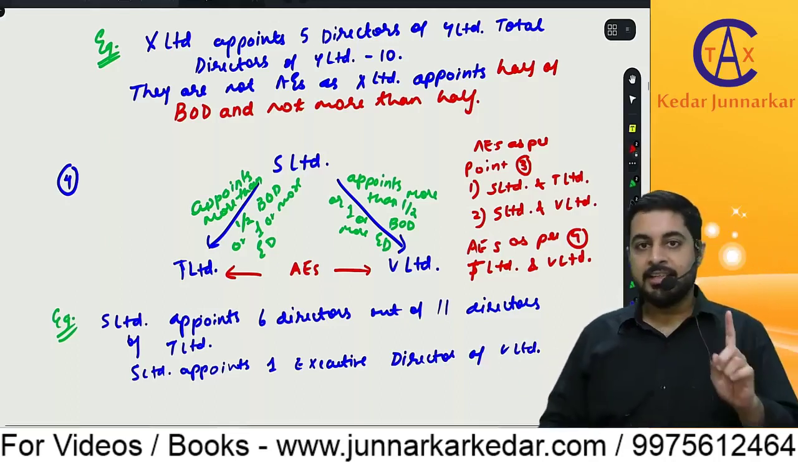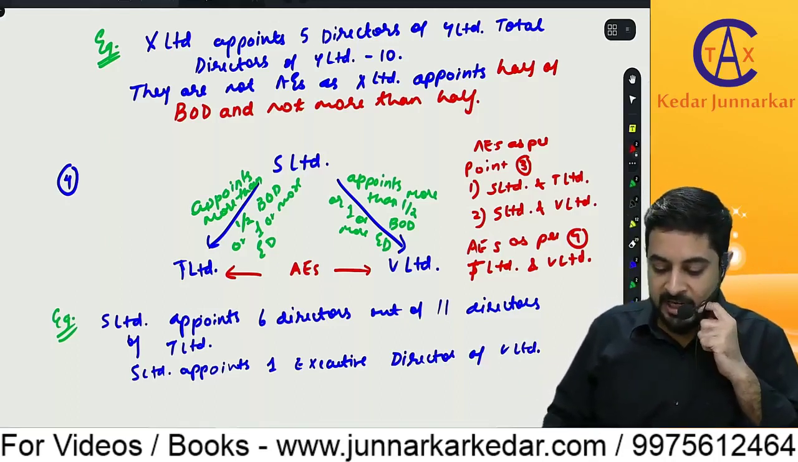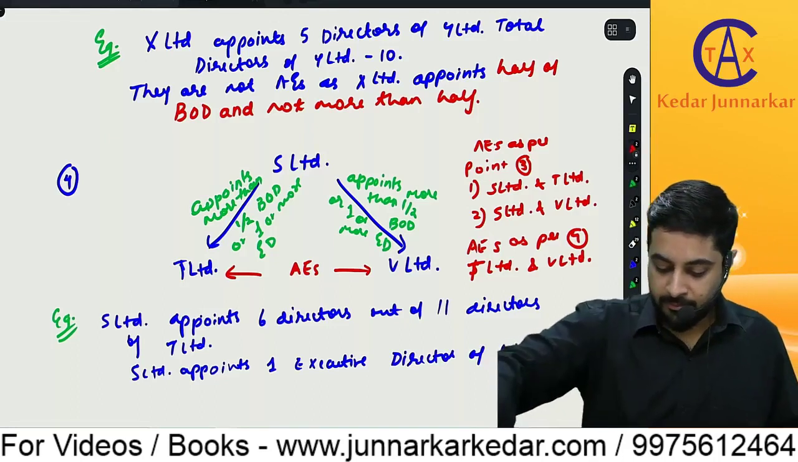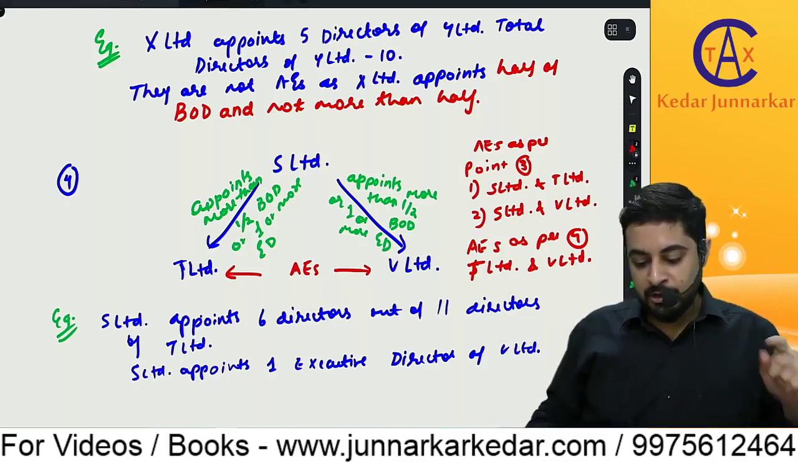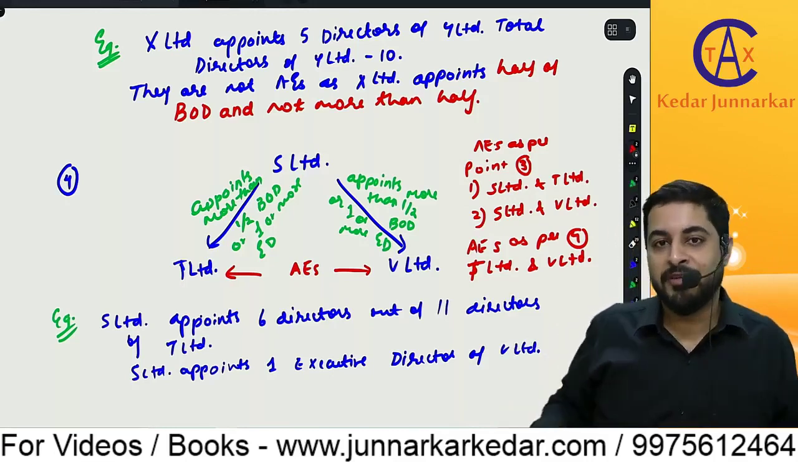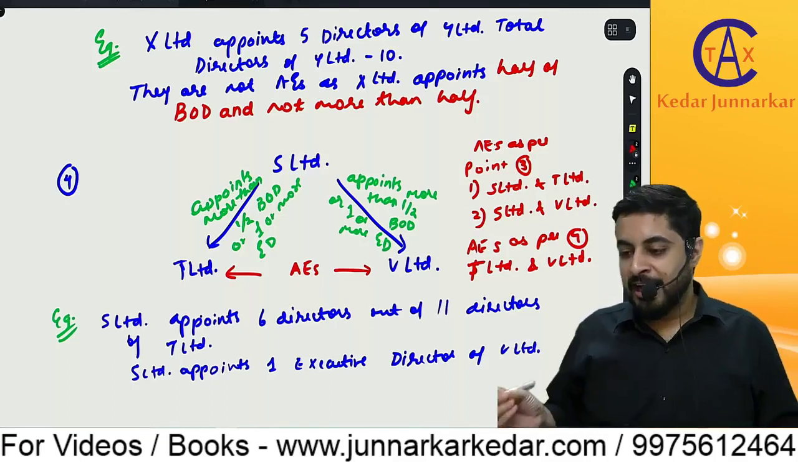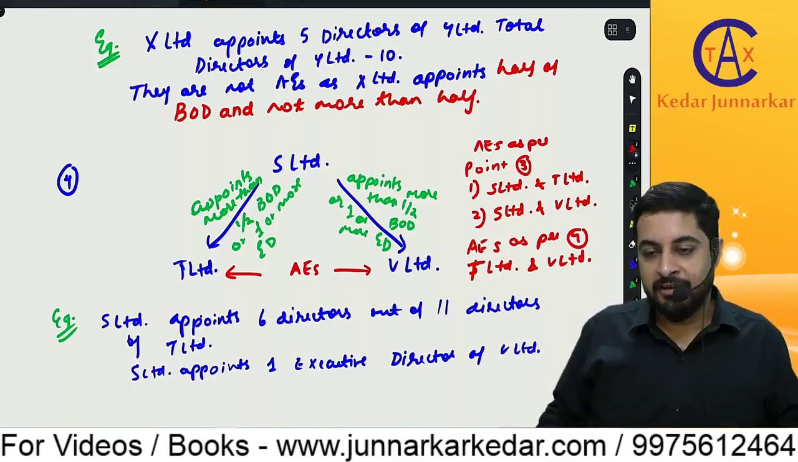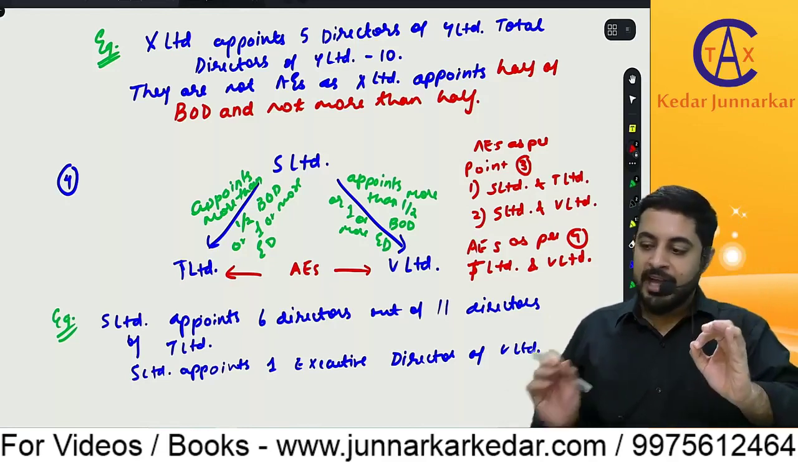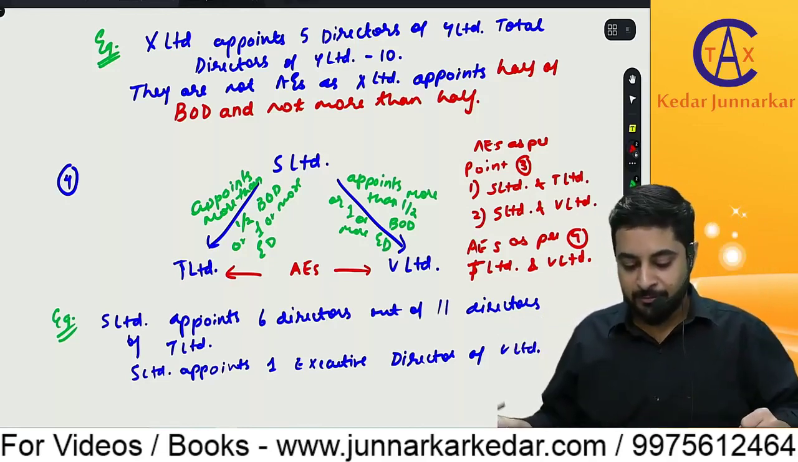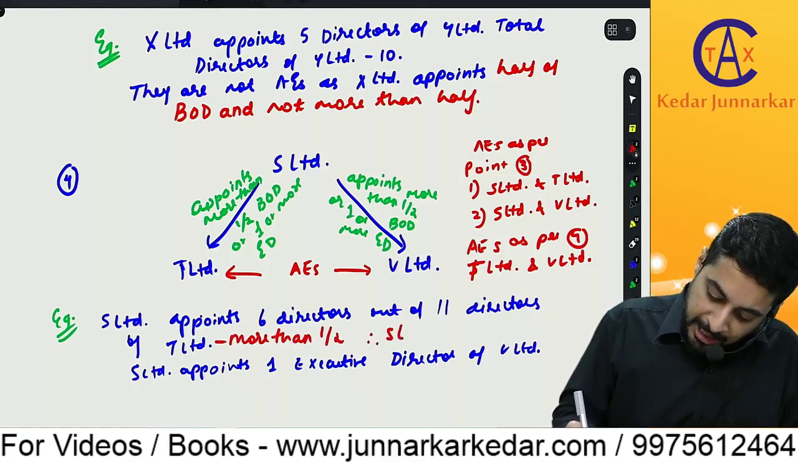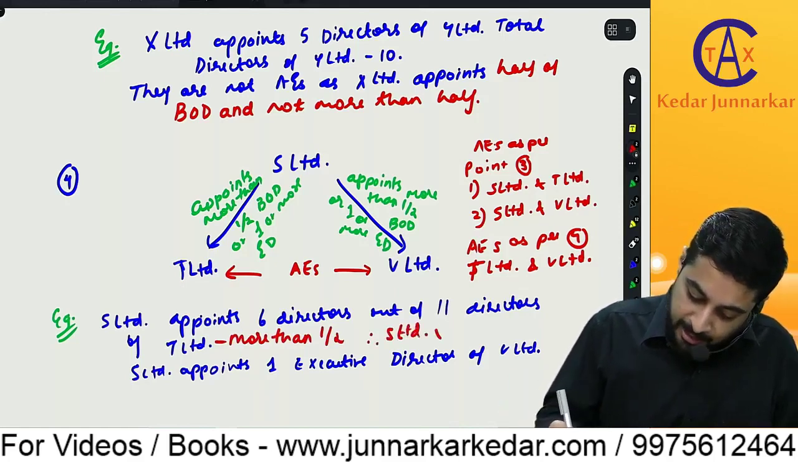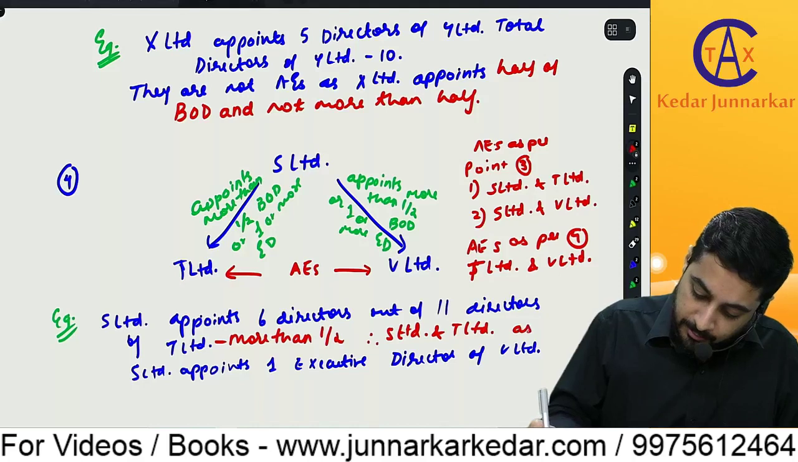So see this. S Limited appoints 6 directors out of 11 directors of T Limited. So 11 into 50% means 5.5, means more than half. So if it is 5, then less than half. If it is 5.5, then half. And if it is 6 directors, then it is more than half. Therefore, that condition is fulfilled. More than half. Therefore, as per the third point, S Limited and T Limited are A's.